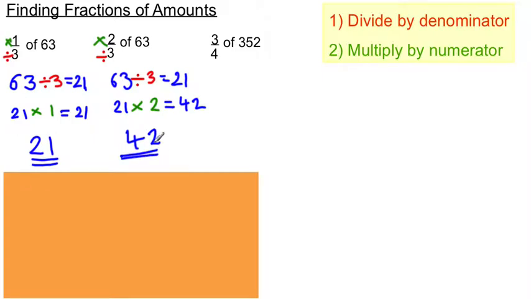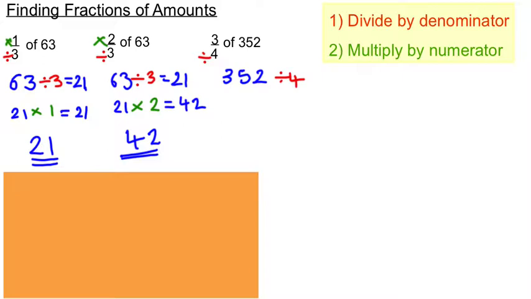Now, the third example that we're going to look at is a little bit more tricky because of the number involved. We want to find 3/4 of 352. So step 1 is to divide by the denominator. So we want to divide by this 4. So divide by 4.